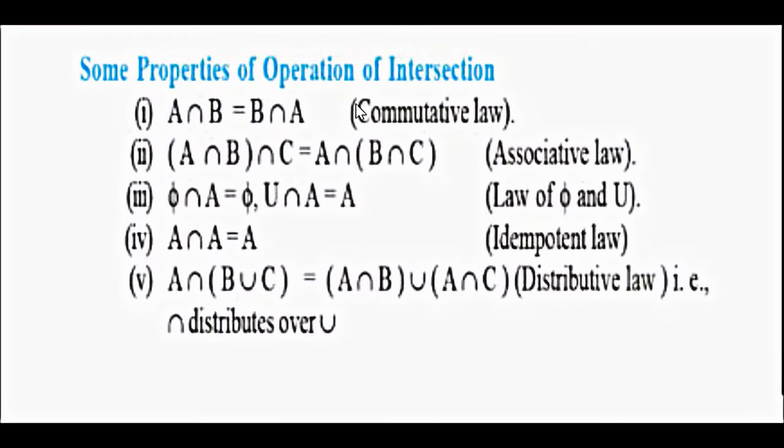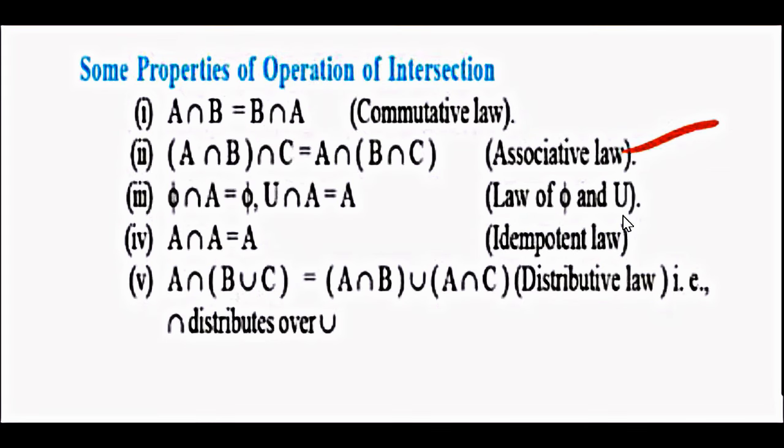So these are the operations on intersection. If you intersect A with B or B with A, it doesn't matter because it follows the commutative law. Associative law means A intersection B, then you do it with C, or you do B intersection C and then do it with A. Associative law, no problem, both are the same.